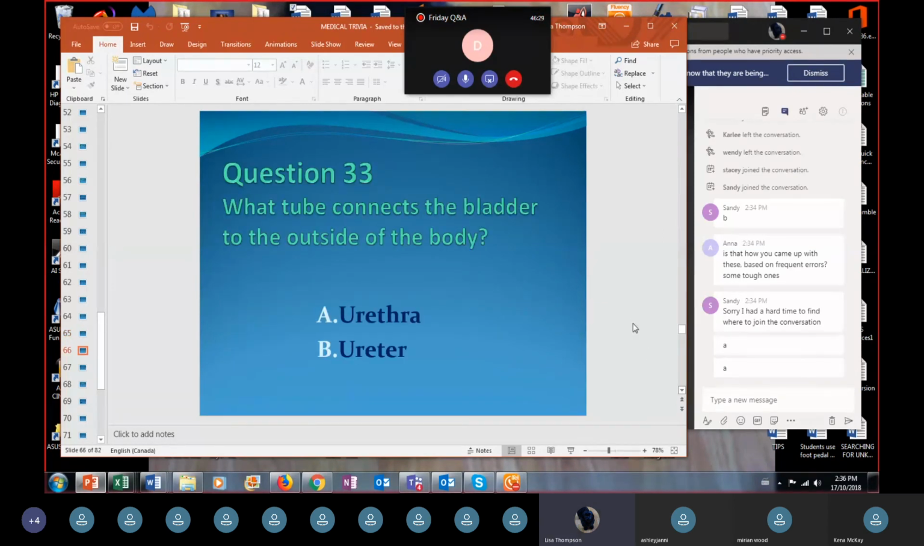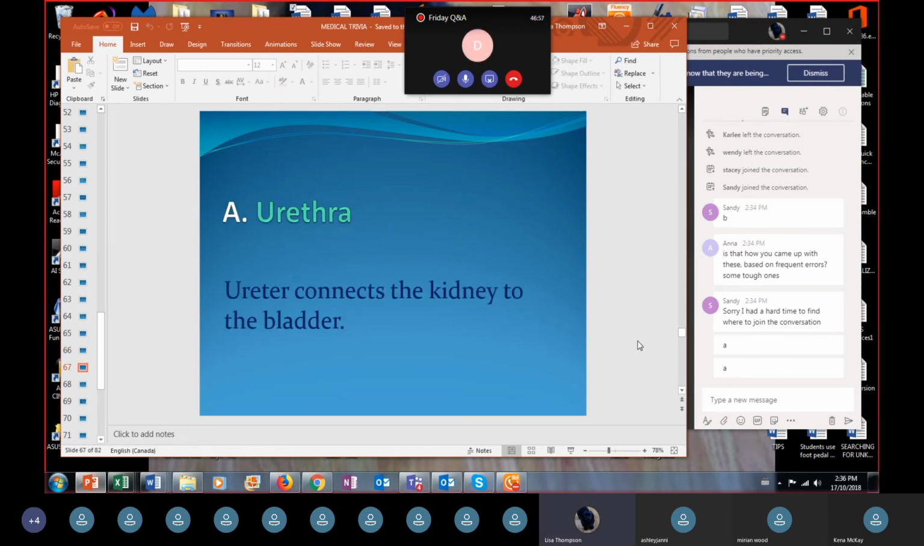Question 33. What tube connects the bladder to the outside of the body? Is it A, urethra, or B, ureter? The answer is A, urethra. The ureter connects the kidney to the bladder.